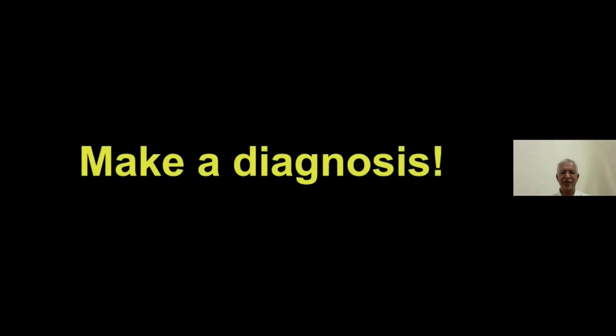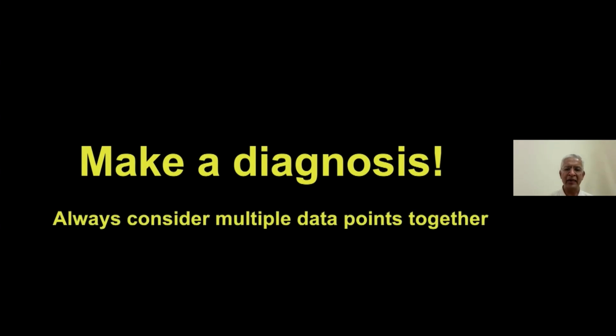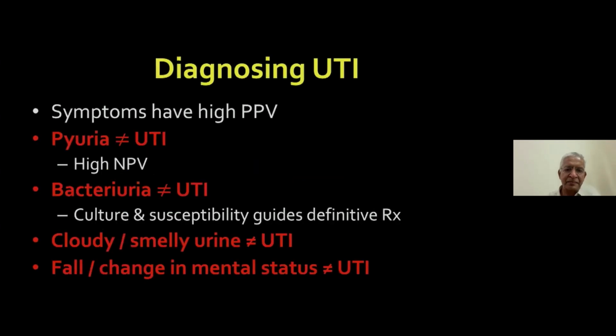Well, before you decide who needs antibiotics, you have to make a diagnosis. Remember that inaccurate diagnosis is the most important underlying cause for irrational treatment. And how do you make a diagnosis? You always have to consider multiple data points together. Please do not start an antibiotic for fever, no antibiotic for leukocytosis, no antibiotics for elevated procalcitonin levels or C-reactive protein, no antibiotics for pyuria, no antibiotics for a positive urine culture. You have to make an accurate clinical diagnosis.